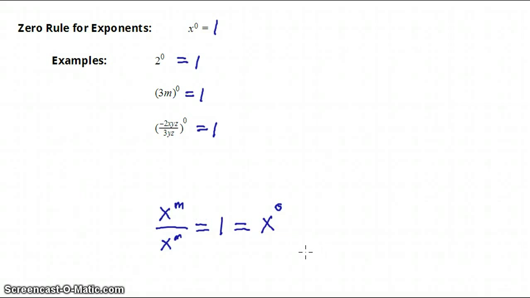In the next video we'll talk about one more rule that relates to exponents that has to do with negative exponents. Thanks.